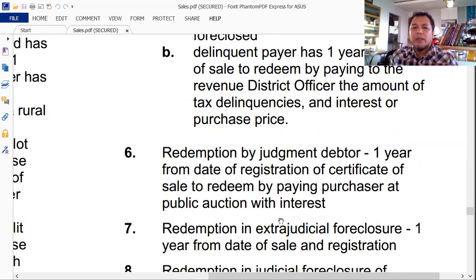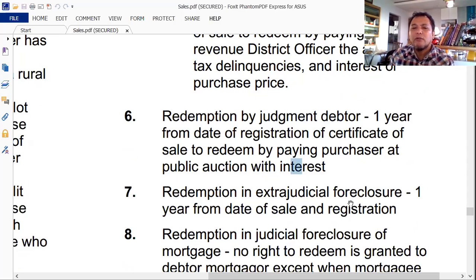Then legal redemption also applies in court cases where a debtor has been adjudged by the court a judgment debtor. Meaning he's a debtor and the court decided that he is really a debtor and he owes the creditor, and the property of the debtor is taken and sold in public auction. So he has 1 year from the date of registration of the certificate of sale to redeem by paying the purchaser at public auction plus interest. So that's also legal redemption.